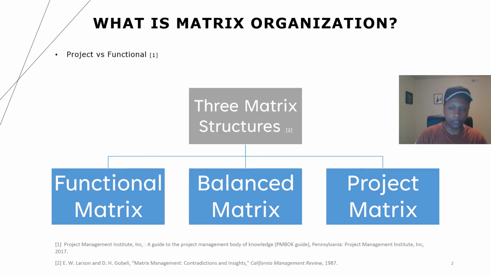In explaining the several applications of matrix organization, you have three matrix structures. On one extreme side, you have functional matrix, where you focus on the functions of the teams that you have in your organization. And then on the opposite side, you have project matrix, where the teams are focused more on the projects that they are working on. And now let's take a look at an example to make this a little bit clearer.